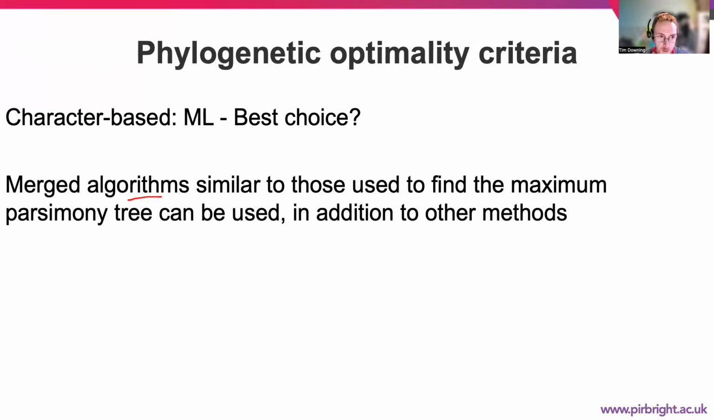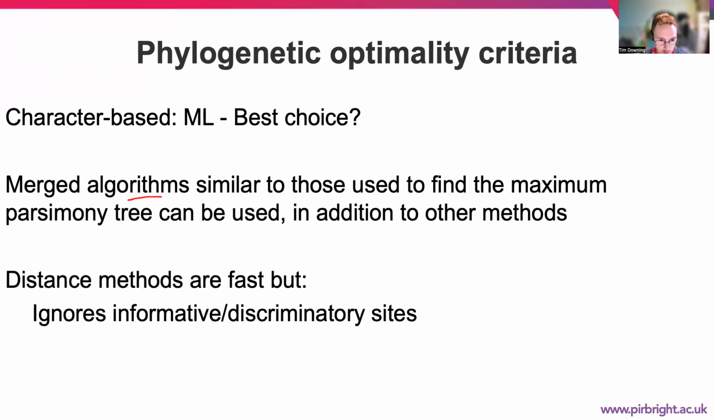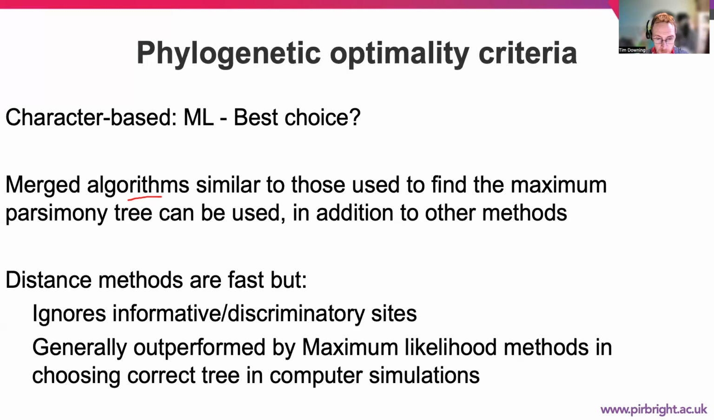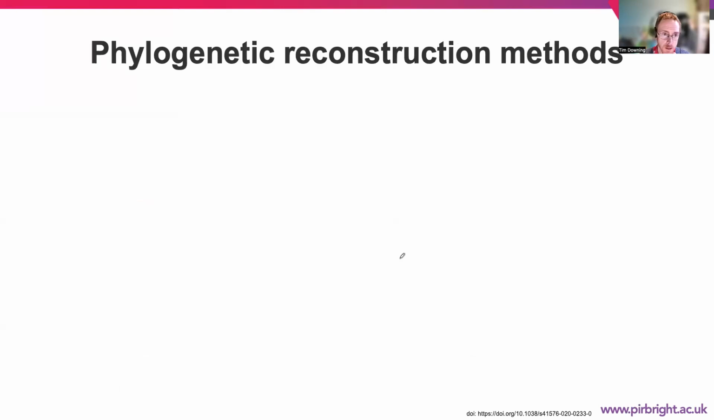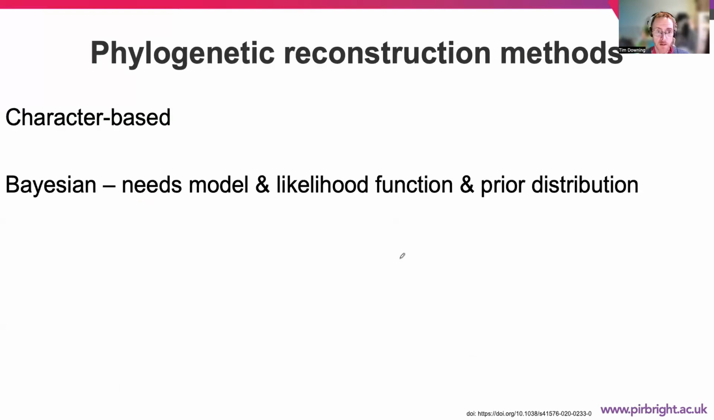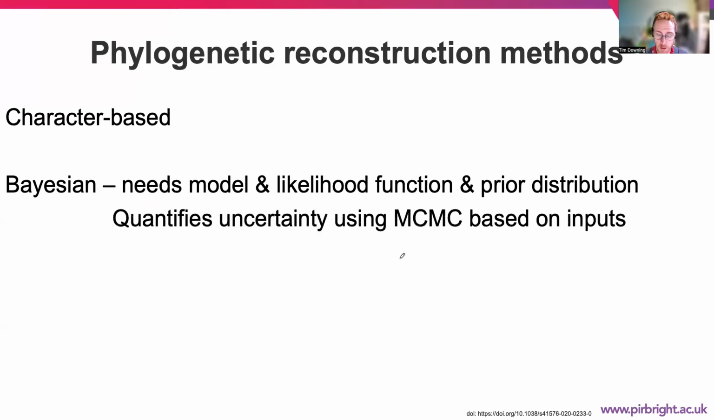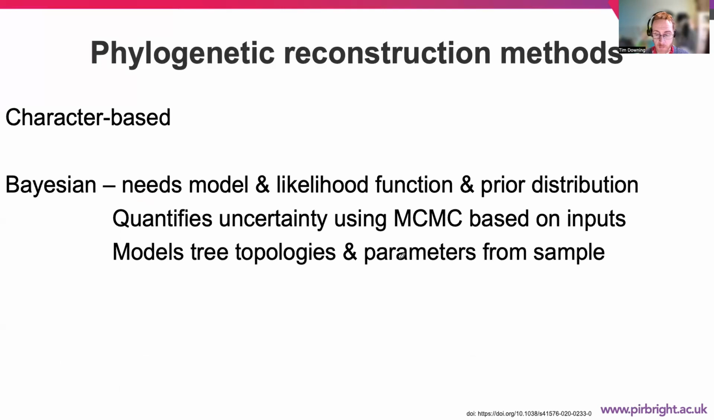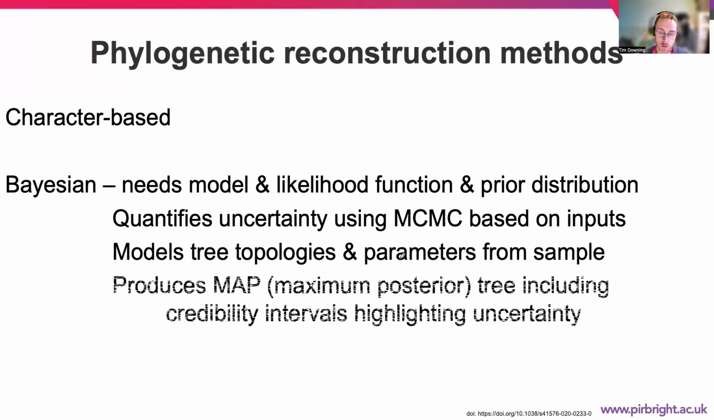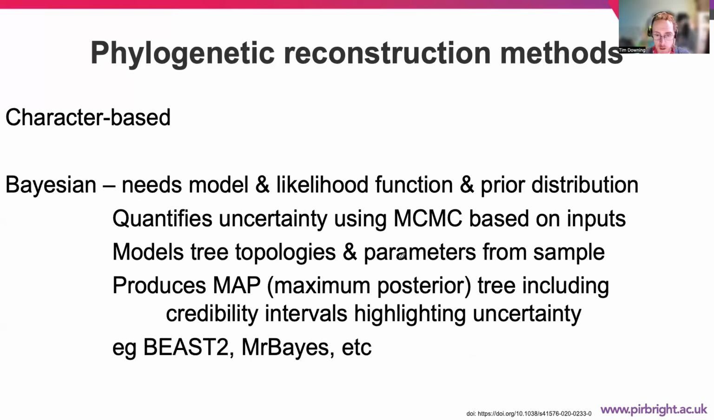And we have to bear in mind for distance-based methods that they don't necessarily take all the information that's available from the different sites, and certainly are inferior compared to maximum likelihood methods. There are also Bayesian approaches to solving this, and character-based as well. That needs a model and a likelihood function and a prior distribution to estimate that. It's typically based on Markov chain Monte Carlo methods to estimate the uncertainty. It considers the tree topology and parameters, and produces a maximum posterior tree with credibility intervals. So examples of this would be BEAST and BEAST 2, MrBayes, and so on that take that approach. So that's another effective approach.